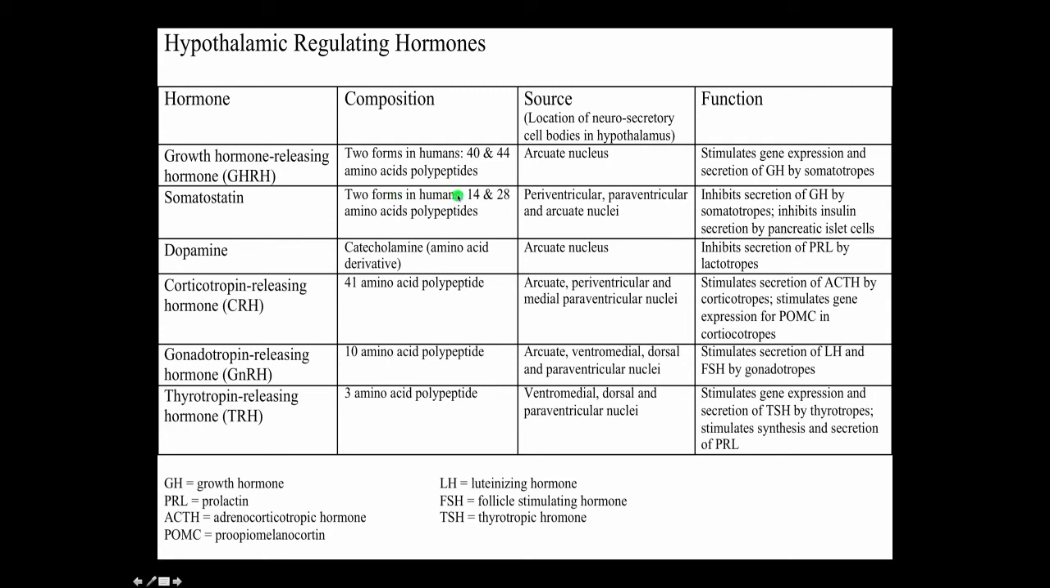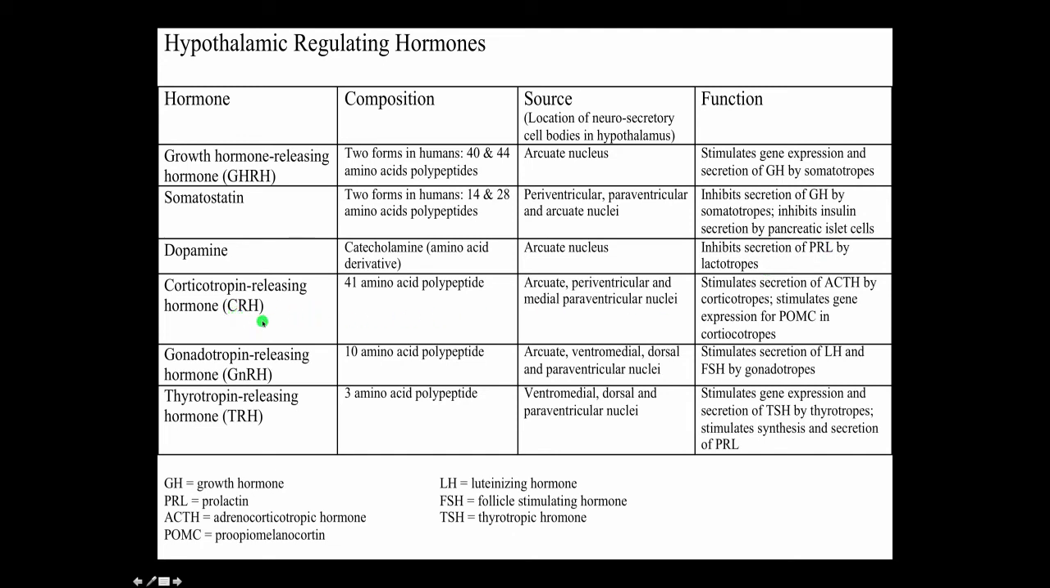Somatostatin, two forms in humans, again a 14 amino acid polypeptide and a 28 amino acid polypeptide. Again, not so important that you remember that. Somatostatin comes from the paraventricular, periventricular, and arcuate nuclei in the hypothalamus. Somatostatin inhibits secretion of growth hormone by somatotrophs, and it inhibits insulin release by pancreatic islet cells. Dopamine from the arcuate nucleus inhibits secretion of prolactin by lactotrophs.